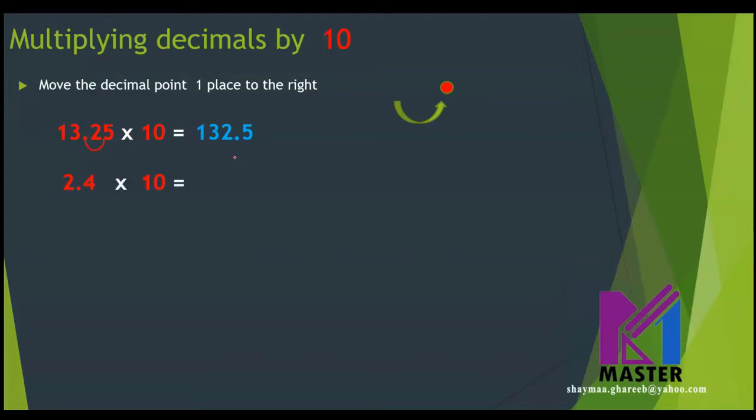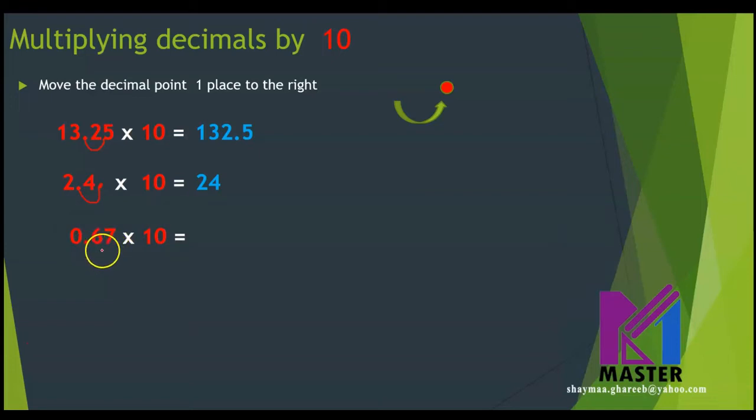Let's try another number. 2.4. The decimal point here, when I multiply by 10, I will move it one place to the right, so it will be after the 4. It will be here, which means 24 point. Do I have anything after that? No, so it will be just 24. Okay? Let's try the next number.